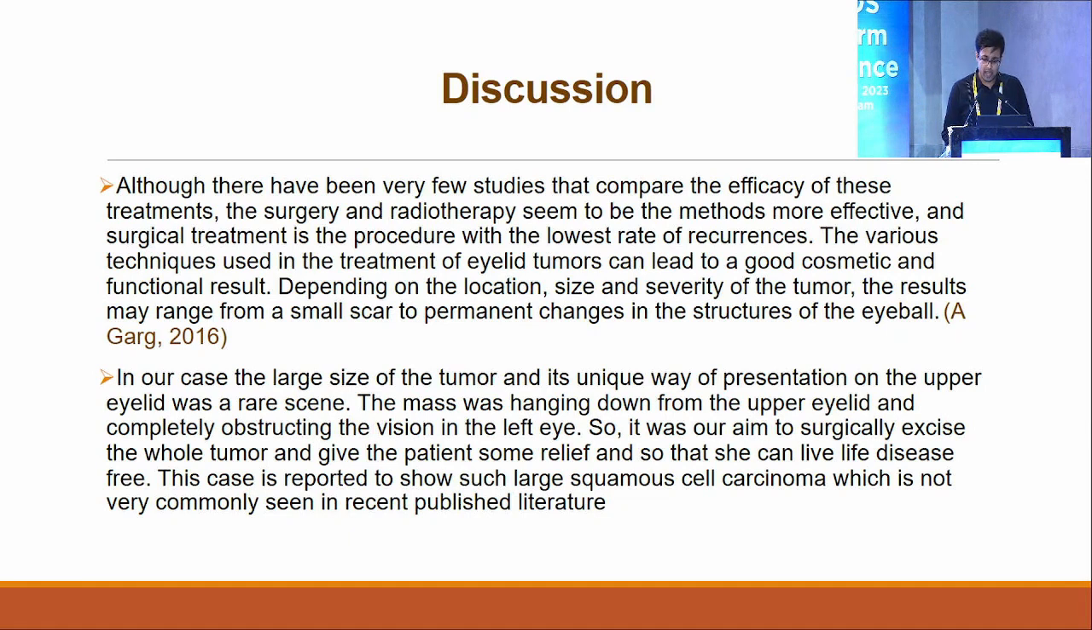The mass was hanging down from the upper eyelid and completely obstructing the vision in the left eye. So it was our aim to surgically excise the whole tumor and give the patient some relief so that she can live the rest of her life disease-free. The case shows a large squamous cell carcinoma, which is not very commonly seen in recent published literature.